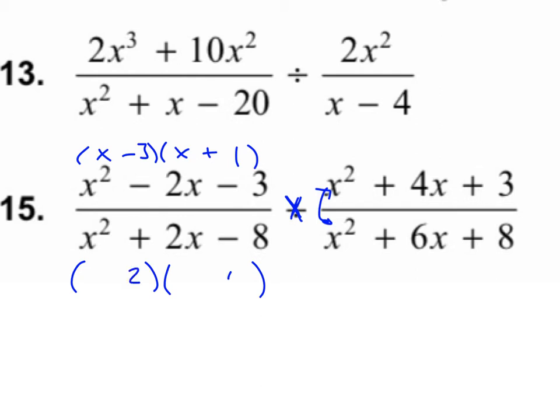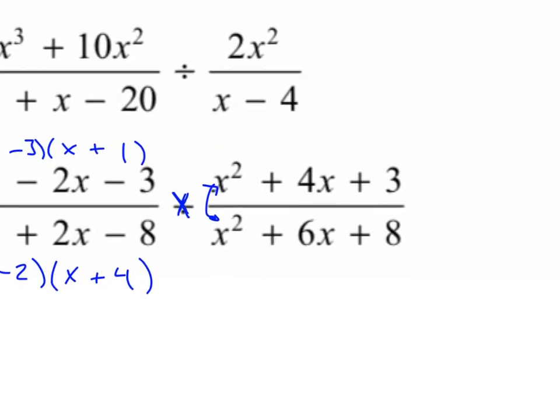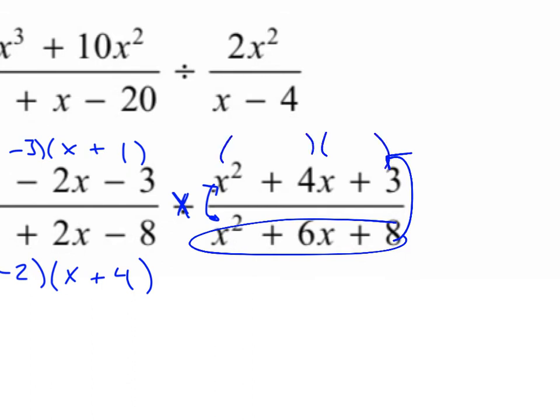Positive 4 and negative 2. And then I'm going to factor the bottom, but write it up top here because I'm flipping them. What are 2 factors of positive 8 that add to positive 6? Positive 4 and positive 2. So x plus 4 and x plus 2. And then I'm going to factor the top, but write it on the bottom here. What are 2 factors of 3 that add to 4? Positive 3 and positive 1.